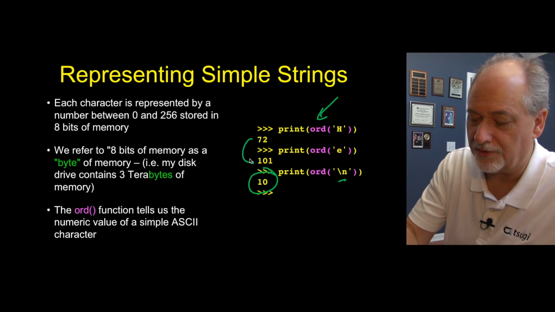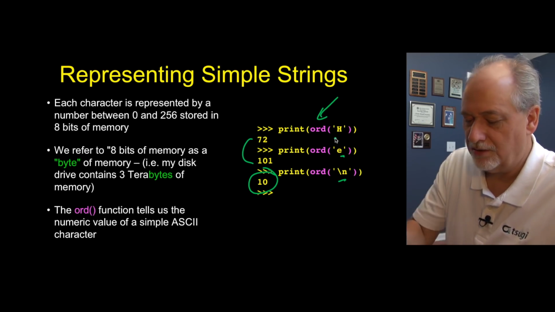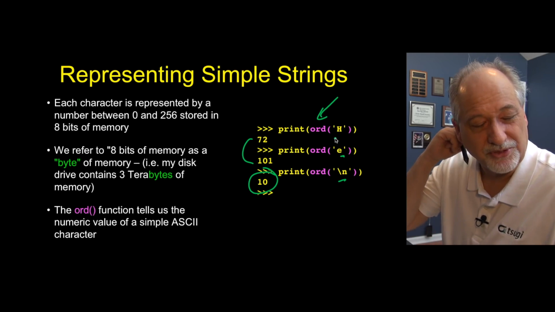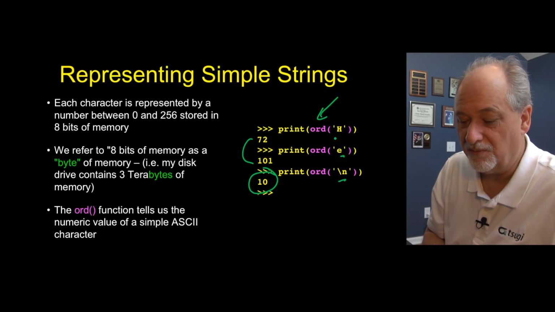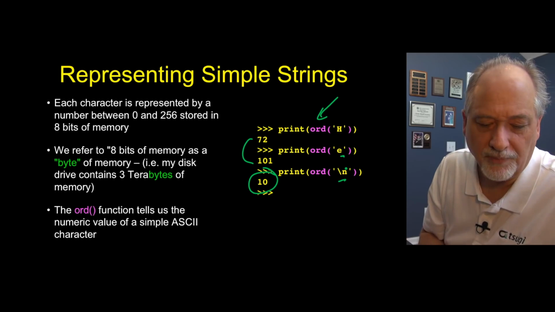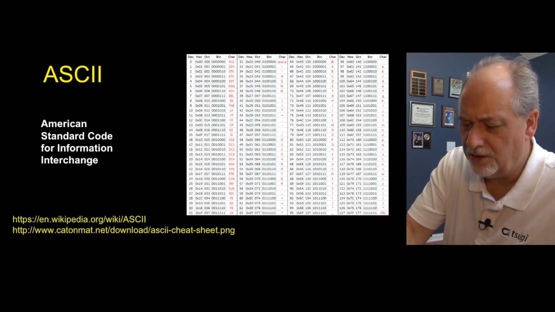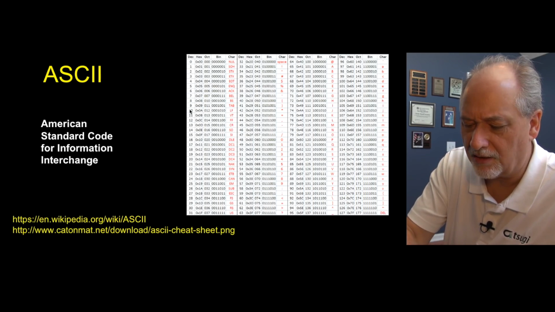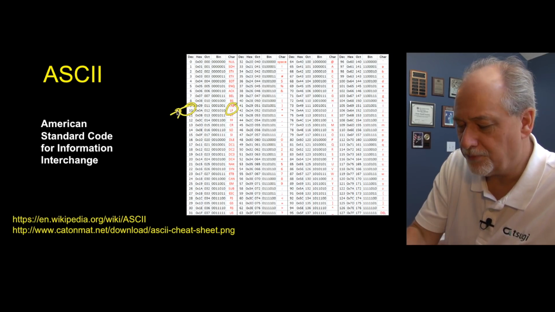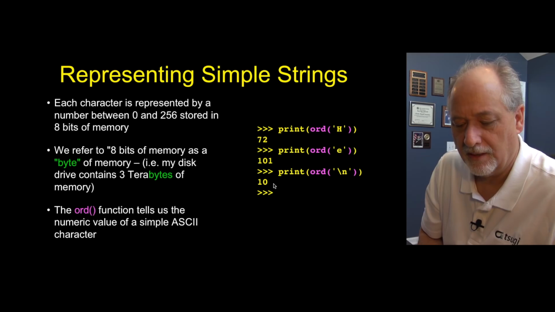It has to do with sorting, so that lowercase e is higher than uppercase H. That's just because in the simplest of sorts, we just sort them numerically. So new line, if you go back to the previous little sheet, new line is this 10 right here. It's that 10, which is a line feed. And that's why when we print new line out, we get a 10.